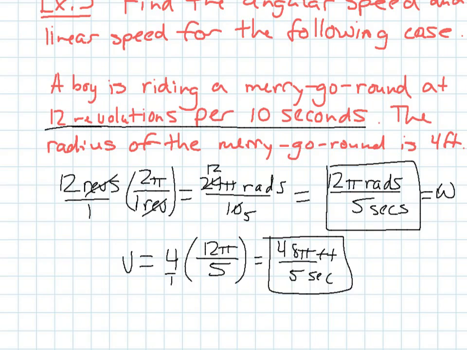So 48 times pi gives me approximately 150.796. Then I divide that by the 5 seconds. That gives me an equivalent of 30.2 feet per second. That would be another possible way of writing your answer. I believe the previous one was more exact, so if you leave it like that, that would also be correct. And that concludes today's lesson.